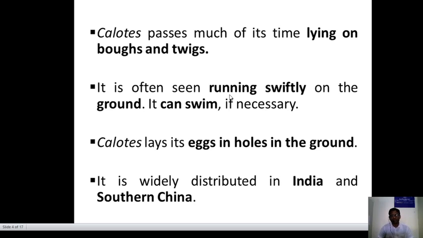Calotes passes much of its time lying on bushes and twigs. It is often seen running swiftly on the ground. It can swim if necessary. Calotes lays its eggs in holes in the ground. It is widely distributed in India.